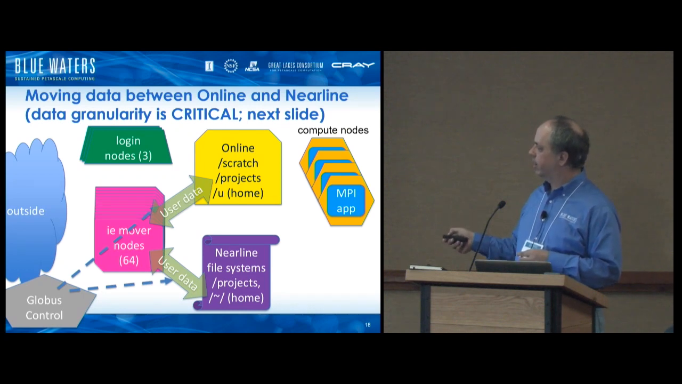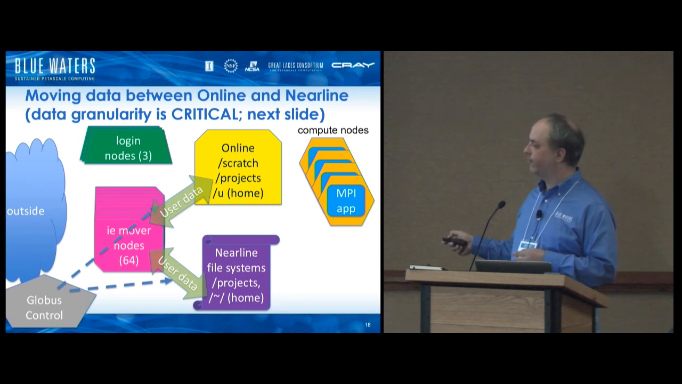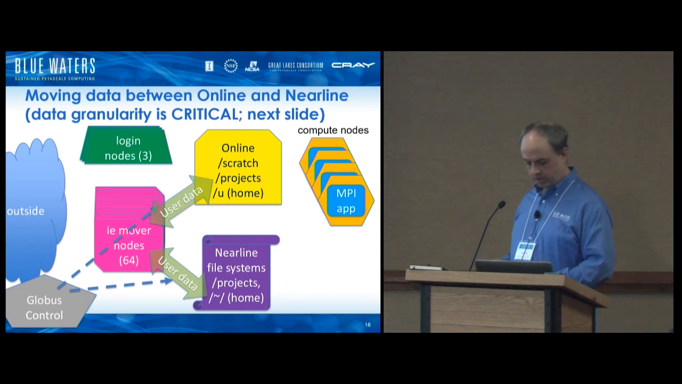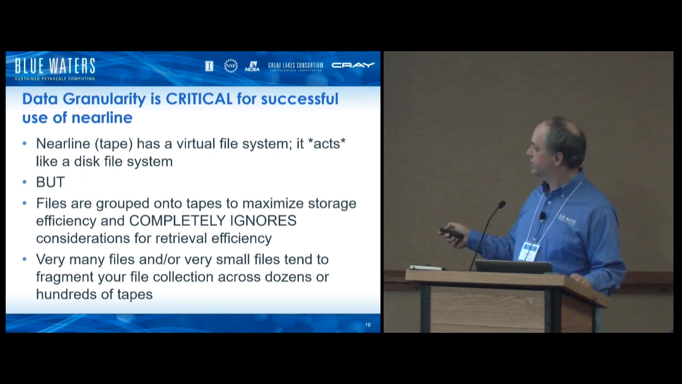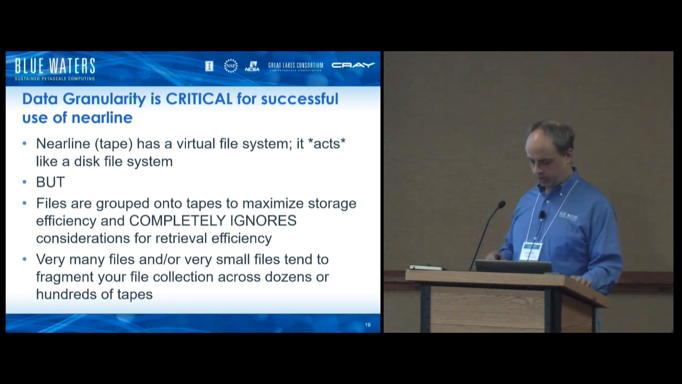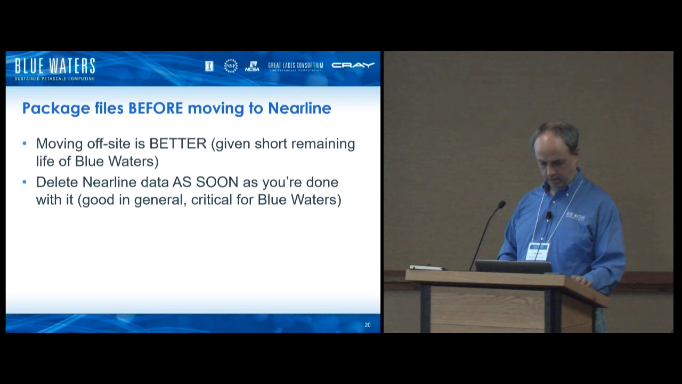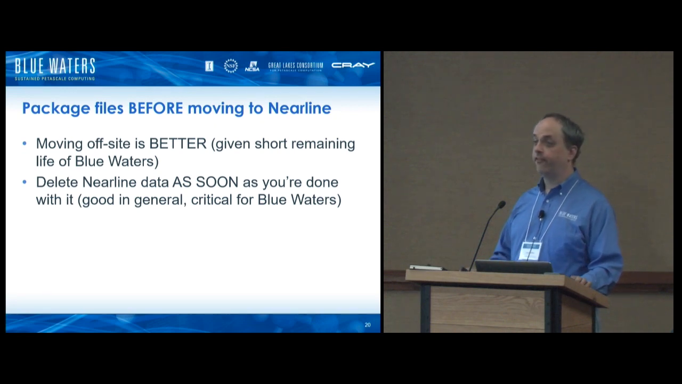So when you're using Globus with the I/O movers to move stuff between online and nearline, even though they have similar-looking file systems, the granularity is super important. This is sort of a repeat. Lots of fragmentation, very many files, are going to cause you problems for retrieval. So package things before moving to nearline.